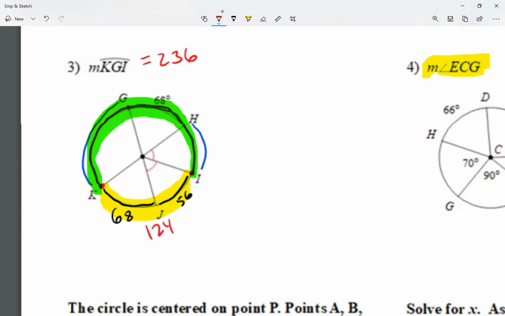How can I figure out from the yellow arc that the green arc is 236? Well, remember how the whole circle is 360? So just go 360 minus 124, and you can figure that the green arc is 236, because combined, it has to be 360. Nice. Now, that was a different way to do this. You're going to find that you can come up with your answer more than one way.